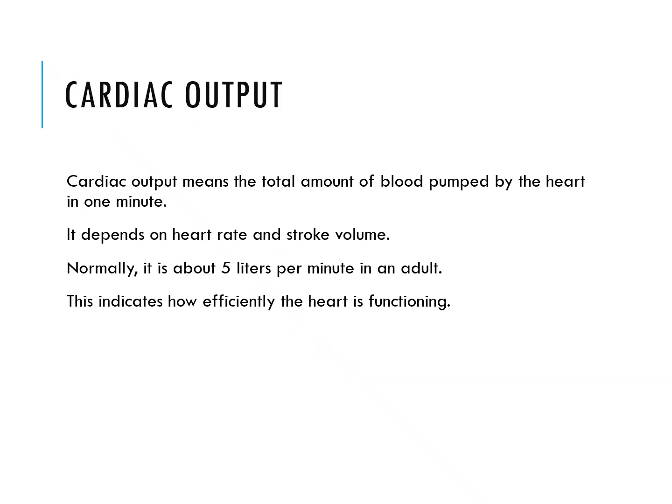Cardiac output is the amount of blood pumped by each ventricle per minute. It is calculated as stroke volume multiplied by heart rate. This value reflects how efficiently the heart is functioning. Now let's go on to the next slide, factors affecting heart rate.